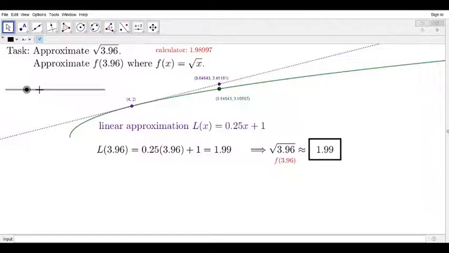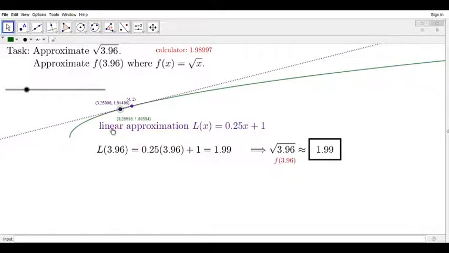This is because we used L of 3.96 to approximate f of 3.96, which is the square root of 3.96. Our basis for this being the fact that if x is close to 4, such as in the case of when x is 3.96, then the y-coordinate of the point on the square root function's graph and the y-coordinate of the point on the tangent line are not going to differ by much.